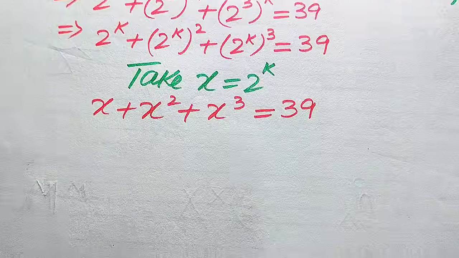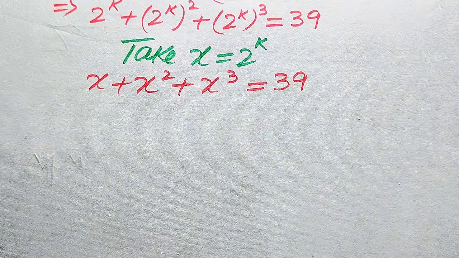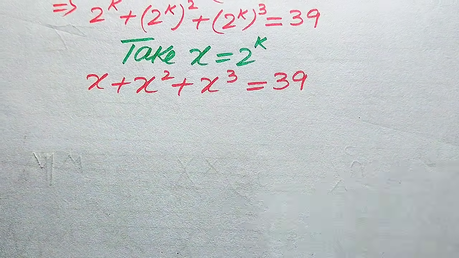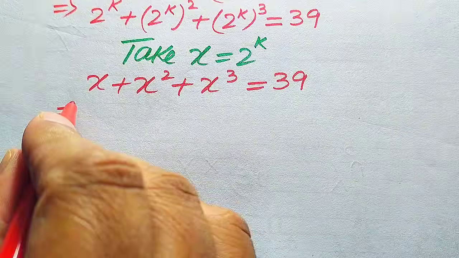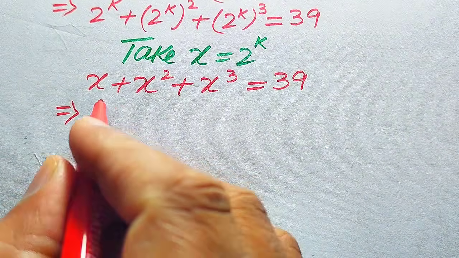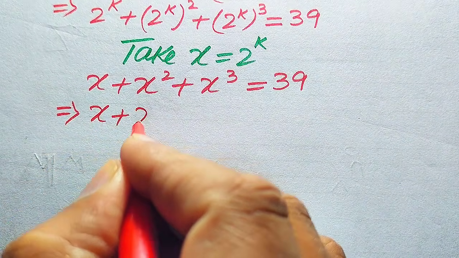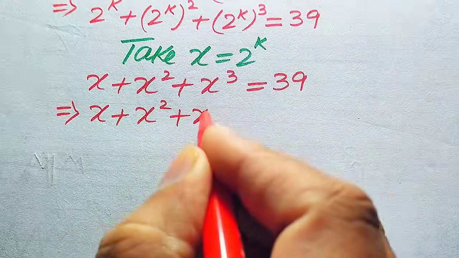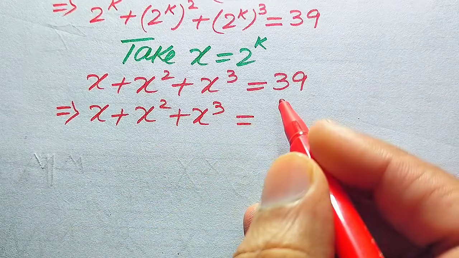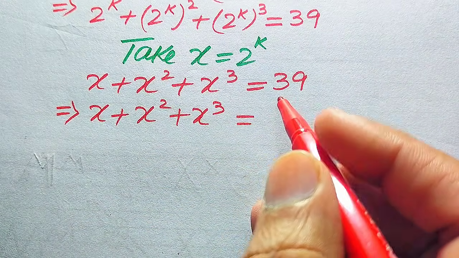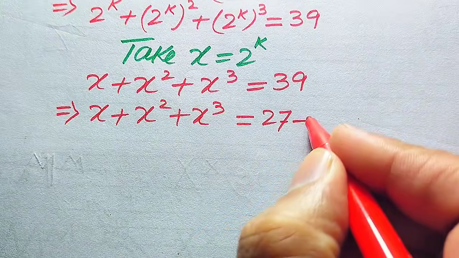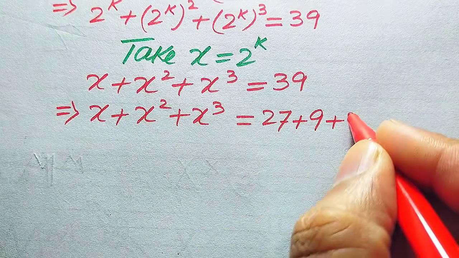And now this is a cubic equation with x variable, so here we need to make the factors of this equation to find the real values of x. Okay, so here we have x plus x square plus x cubed, and here we write this 39 as 27 plus 9 plus 3.